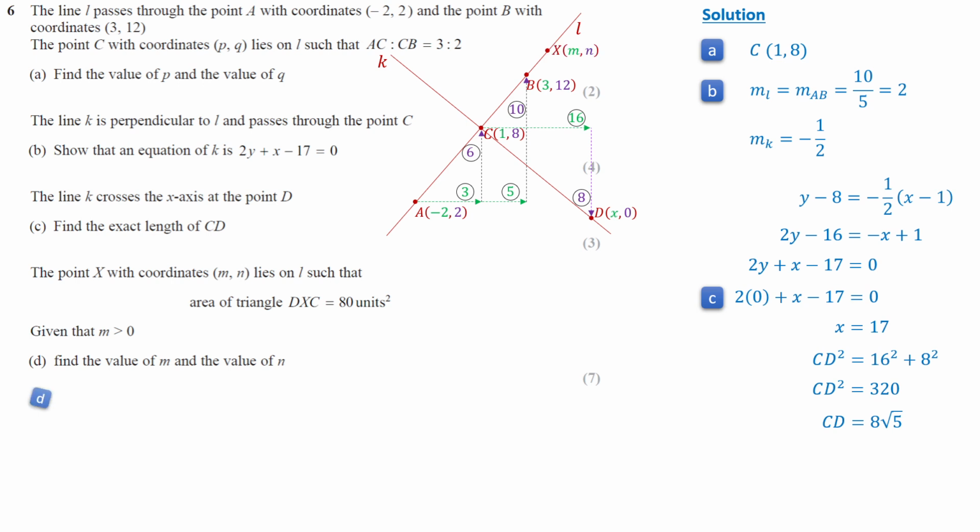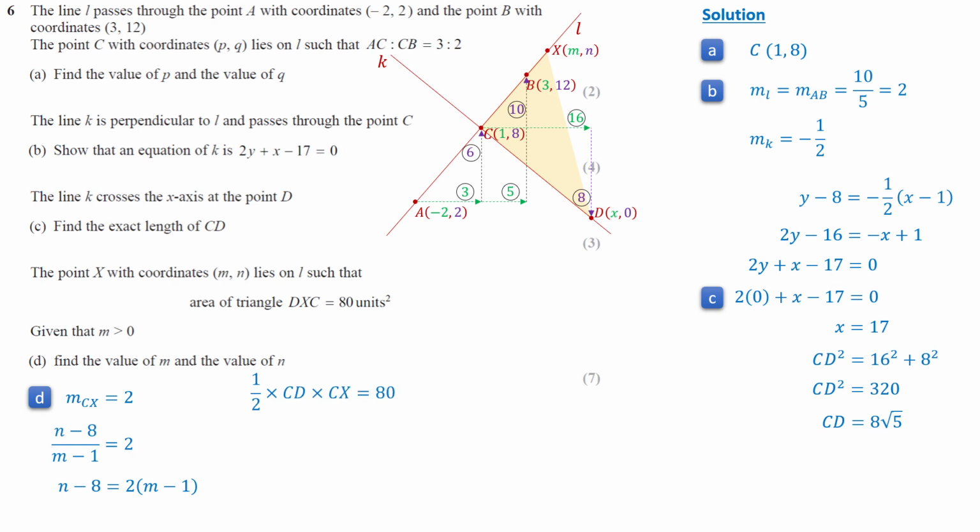Next, we need to find the coordinate of point X, and the gradient of the line CX is the same as that of line L, which is 2. Then we have n minus 8 over m minus 1 equals 2. Multiplying both sides by m minus 1, we get n minus 8 equals 2 times m minus 1. From the diagram, we know that the triangle CDX is a right-angled triangle. Its area is 80 square units.